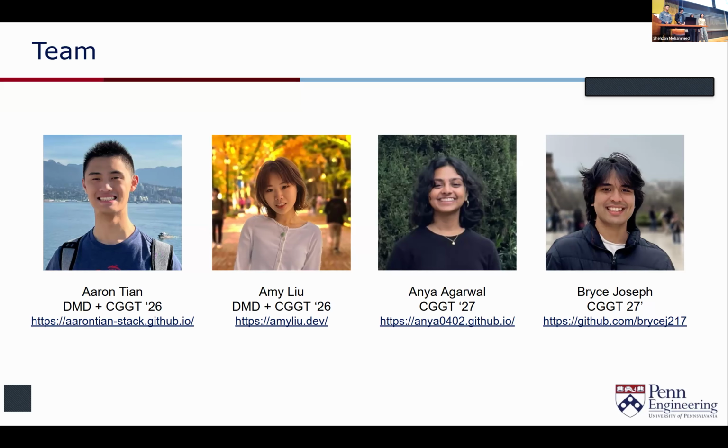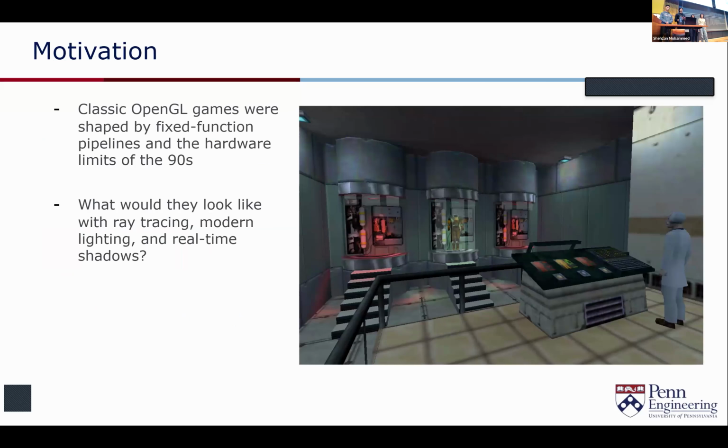I'm Anya, CGT 27. And we're here to talk about a brand new way of remastering your favorite games. Old OpenGL games are visually iconic, but they were made under the limitations of 1990s rendering technology, tackling challenges such as the fixed function OpenGL API and strict hardware limitations.